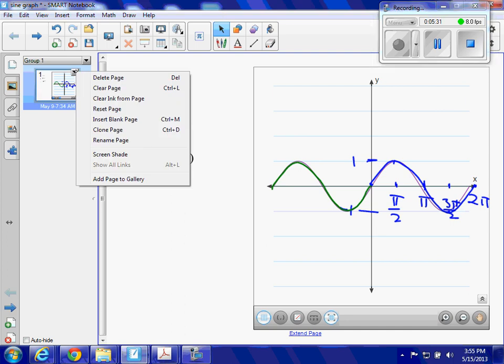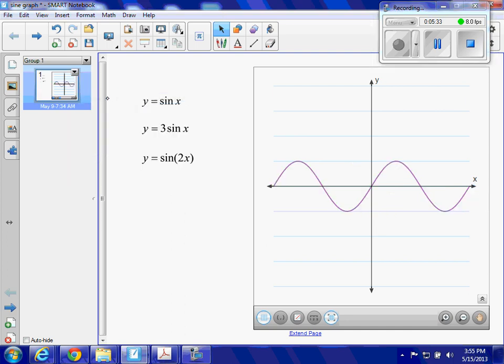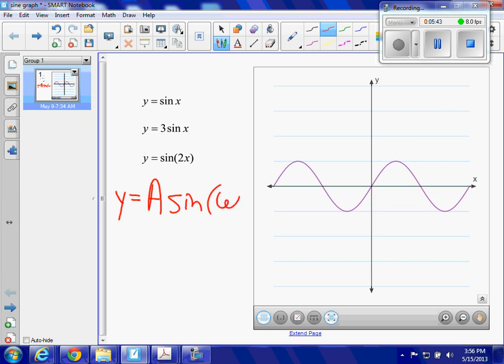Now, I want to be able to do some of these basic transformations. And right now, they're going to take the form of y equals a sine omega x. The a is going to determine my amplitude, and the omega, which is sometimes called b, is going to determine the period. So let's talk about the a, the amplitude, first.